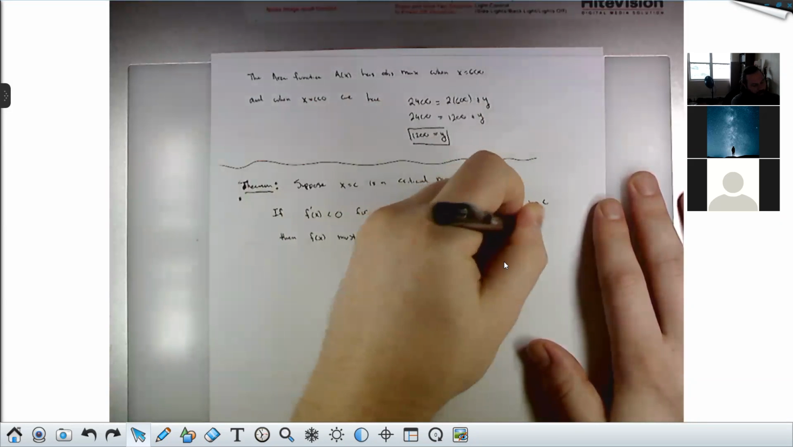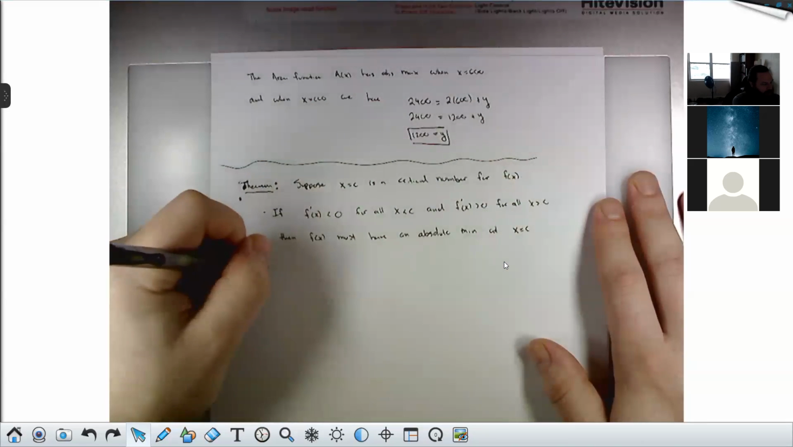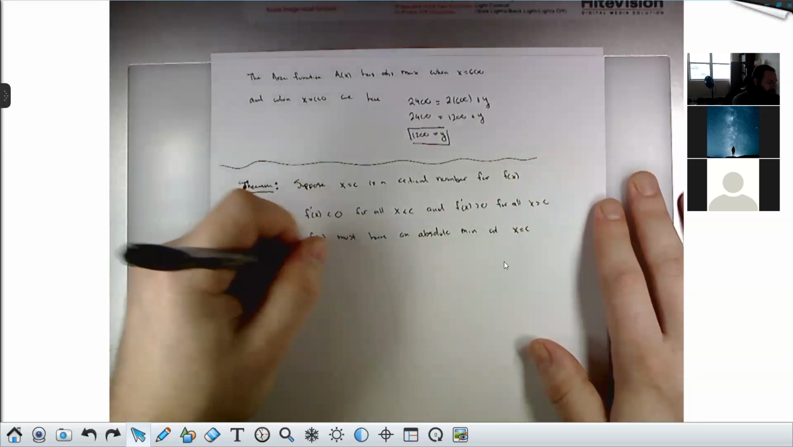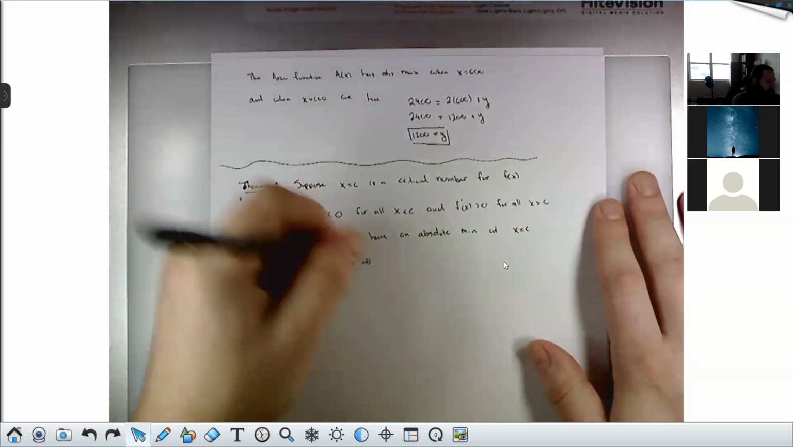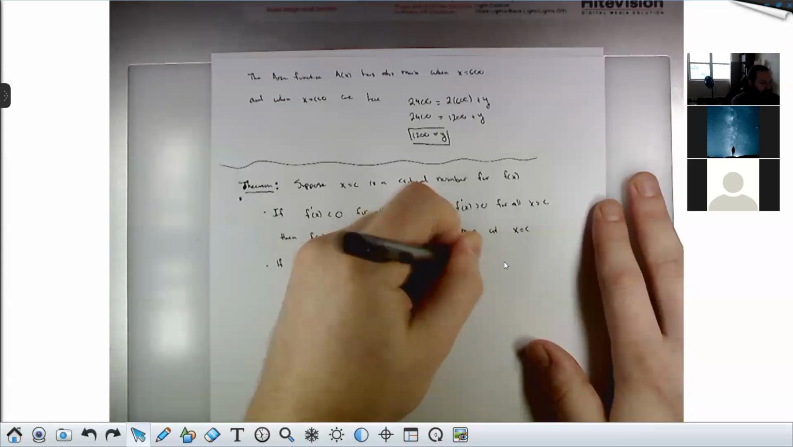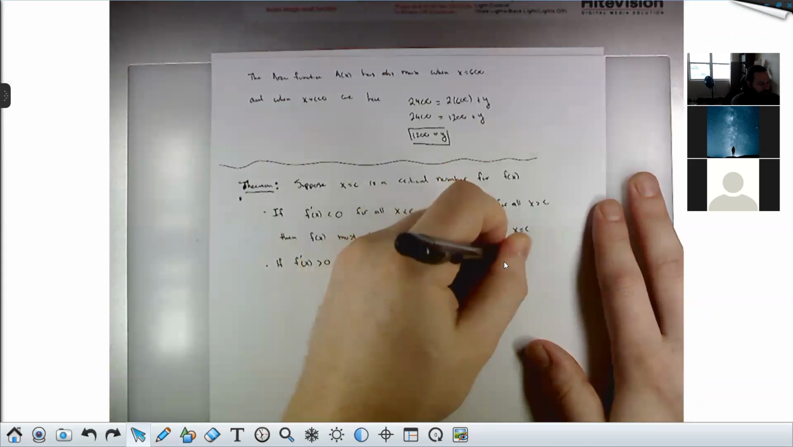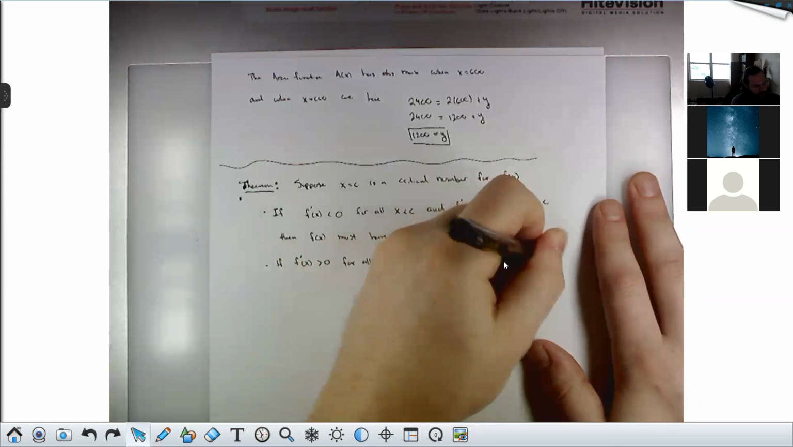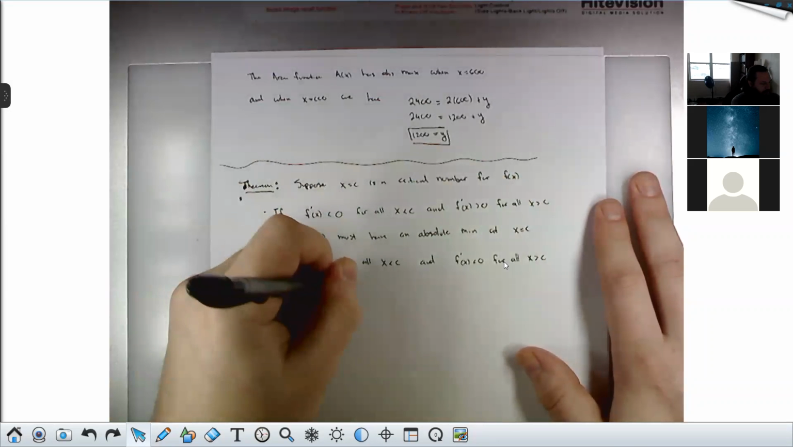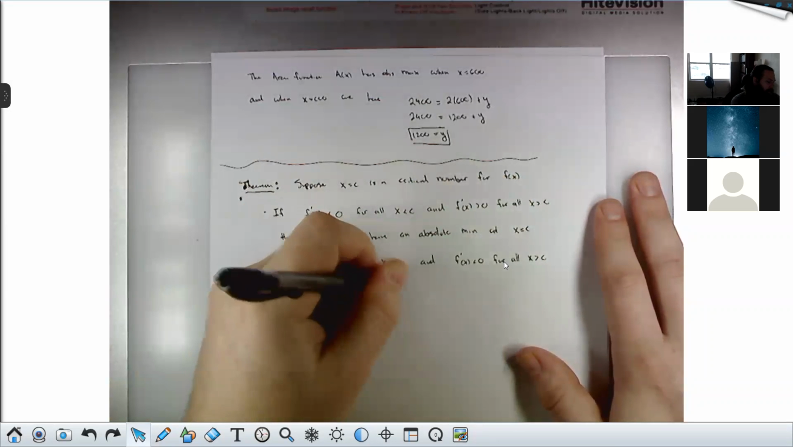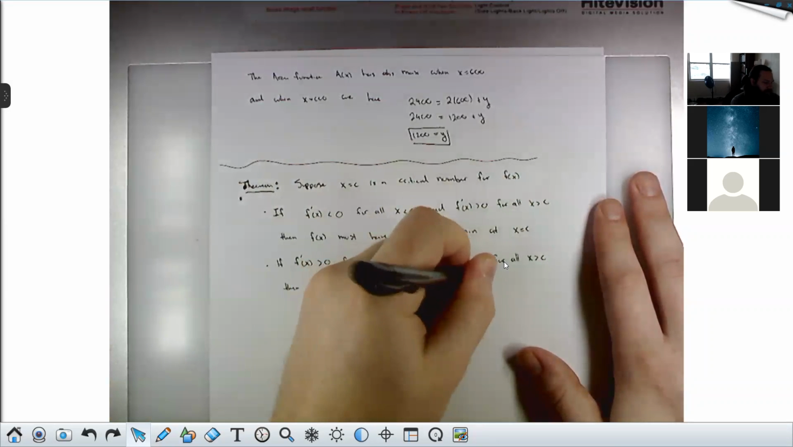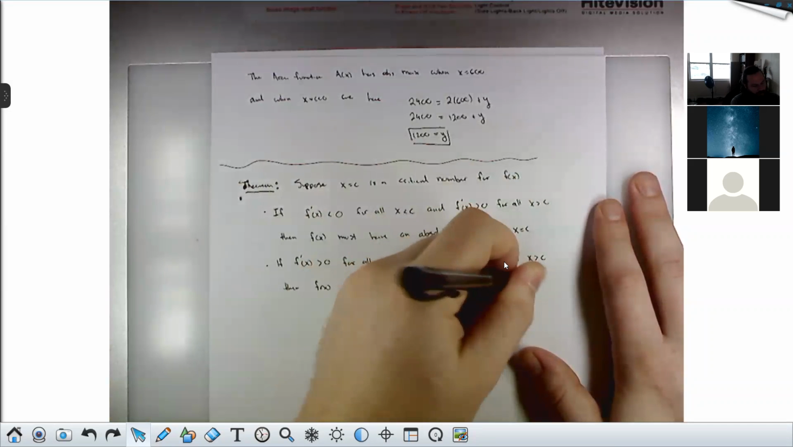at x equals c. And the other side of this is if f prime of x is positive for all x less than c, and f prime of x is negative for all x greater than c, then f of x must have an absolute max at x equals c.